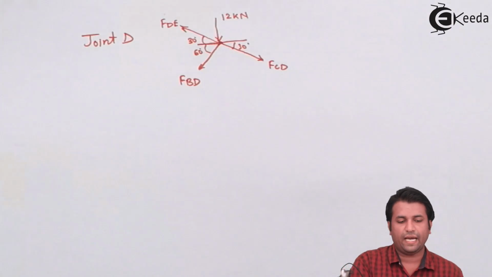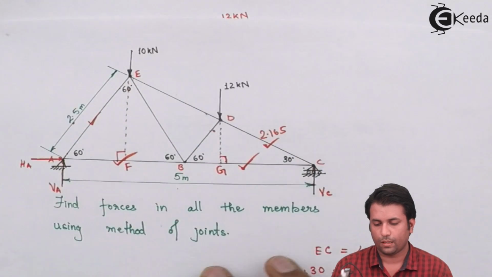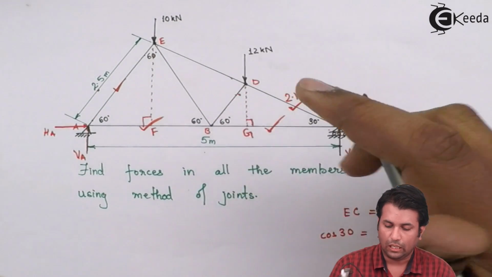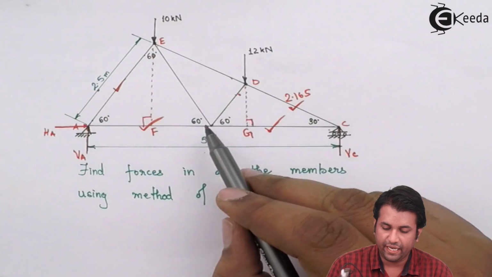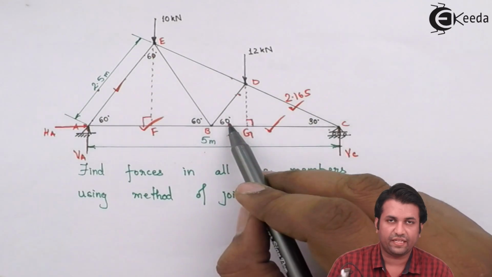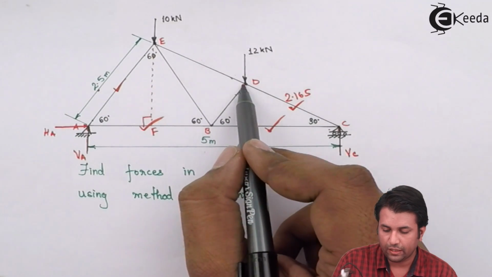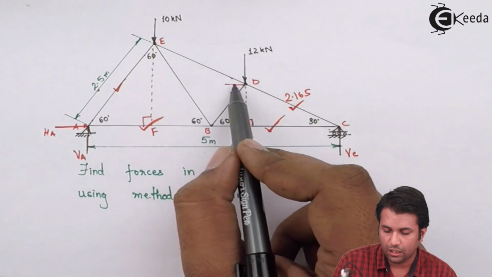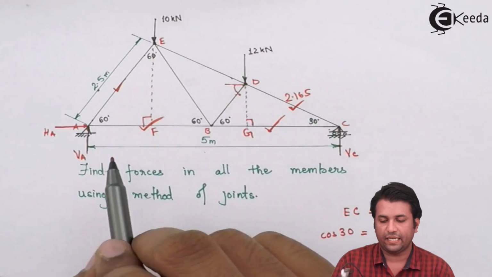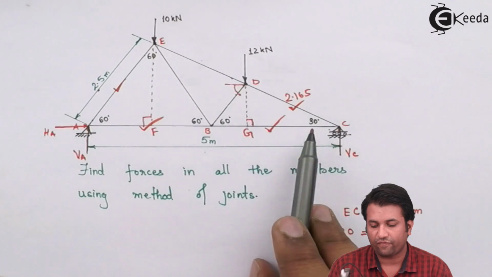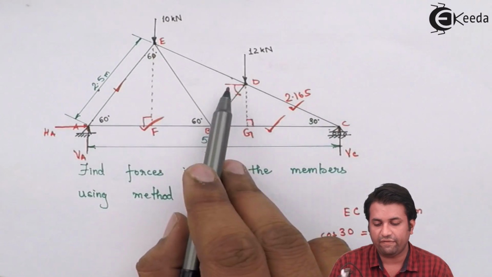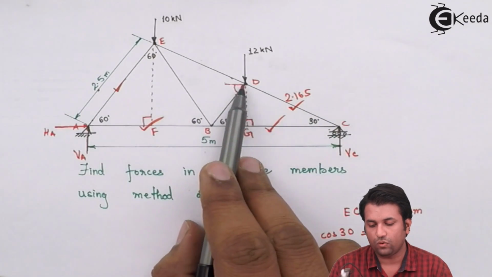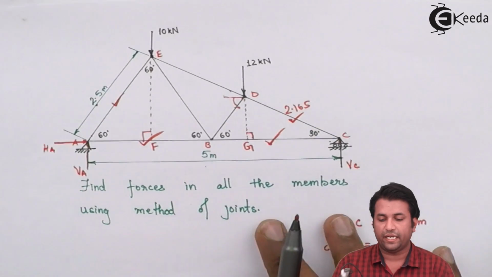Now, to find the angles, it is very simple. The force BD is making an angle of 60 degrees with the horizontal. So if I draw a horizontal line over here, the angle would be 60 degrees. And since this line is making an angle of 30 degrees, the force DE will be inclined at 30 degrees, and similarly the force CD also will be inclined at 30 degrees.